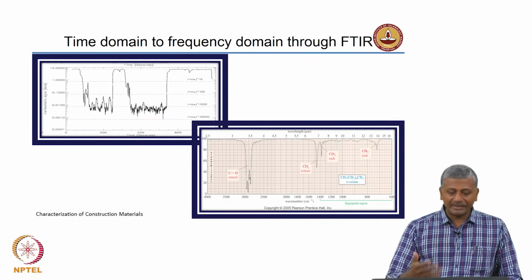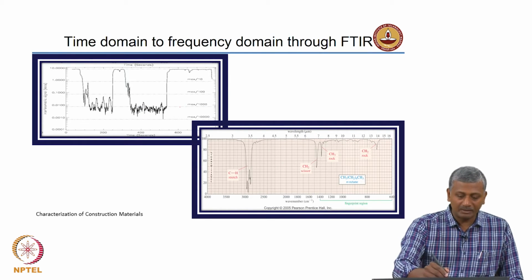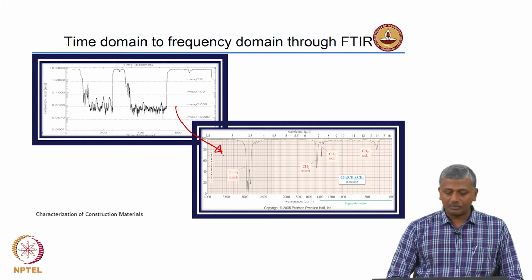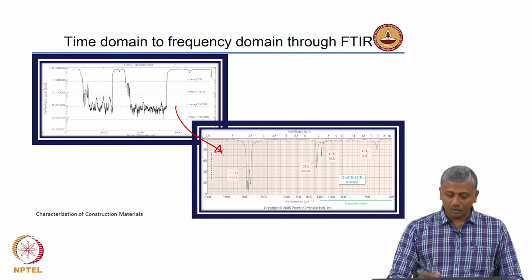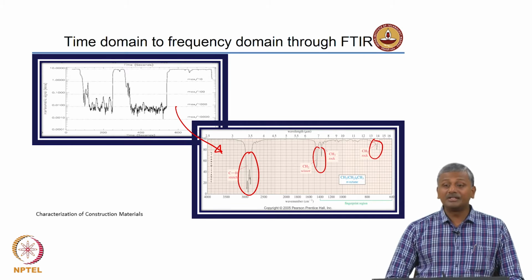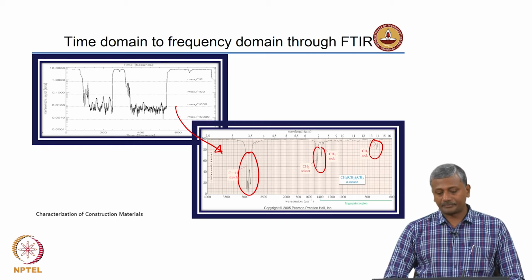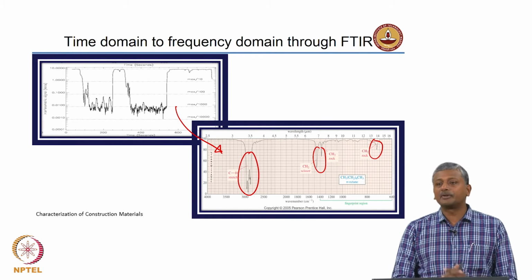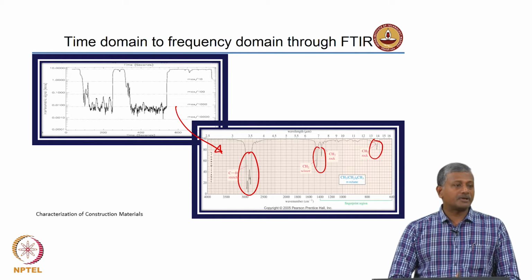So, you ultimately get a time domain signal which is transformed into a frequency domain signal, and you are able to get very specific frequencies or wave numbers for different types of molecular vibrations that may happen in the system. Okay. So, that is the principle of Fourier transform infrared spectroscopy.